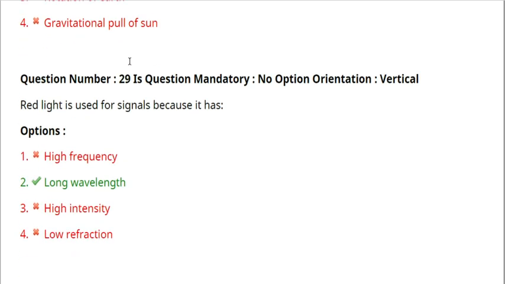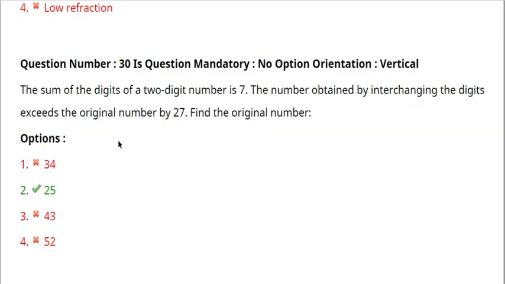Red light is used for signal because it has a longer wavelength. If a color has a longer wavelength, friends, it will scatter less. Okay, hence red light can be easily visible from a distance. That's the reason why red light is used in signals. Due to its longer wavelength, it will be much brighter. So a person who is coming from a particular distance can easily see the red light in the signal.